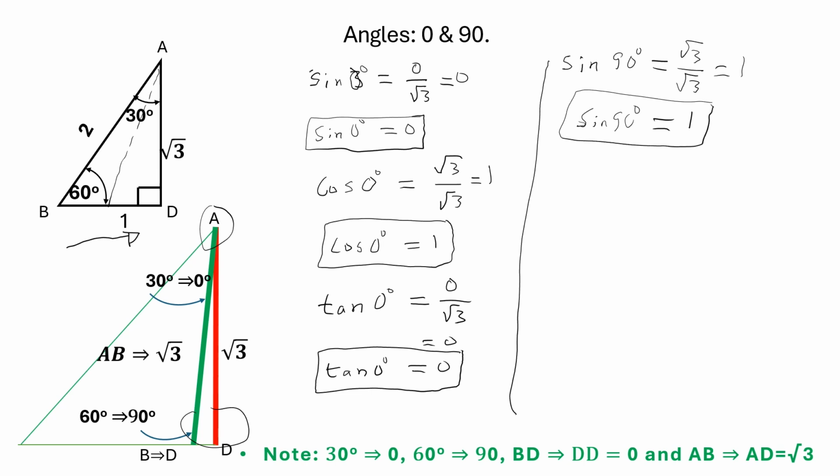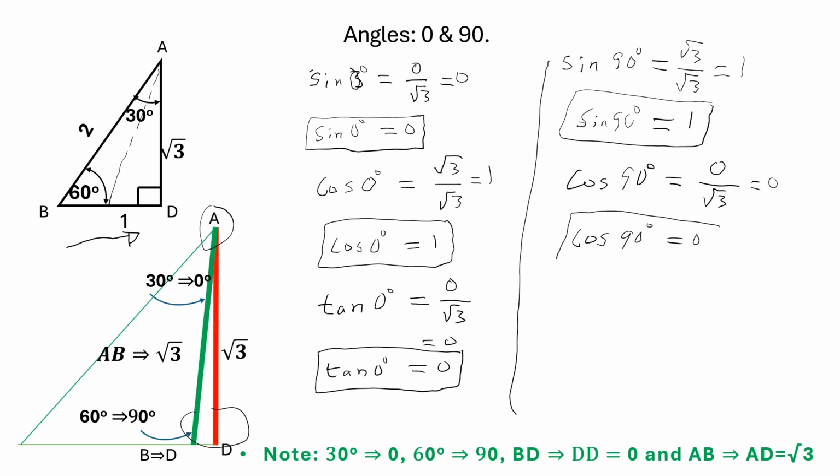All right, good. So what about cos 90? Cos 90 degrees, like we have said, is adjacent over hypotenuse. Adjacent is 0 and hypotenuse is root of 3. So cos 90 is 0. Cos of 90 degrees equals 0.